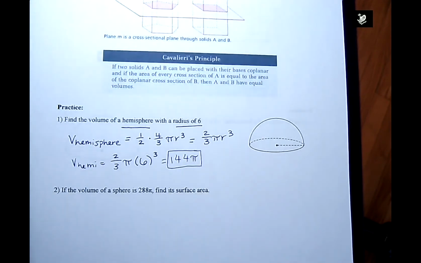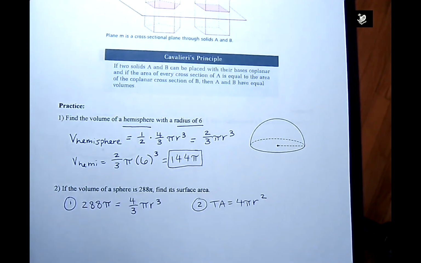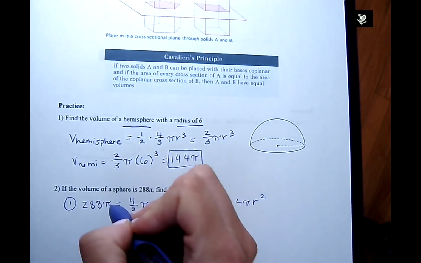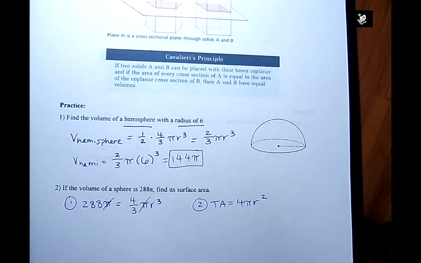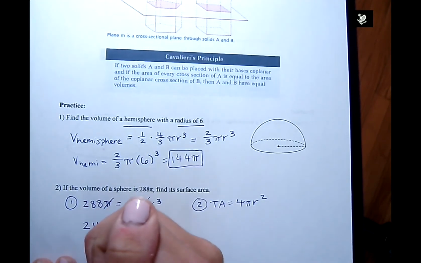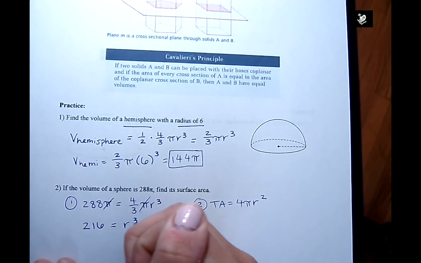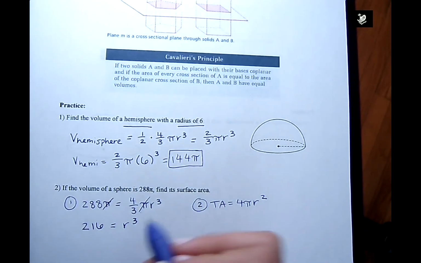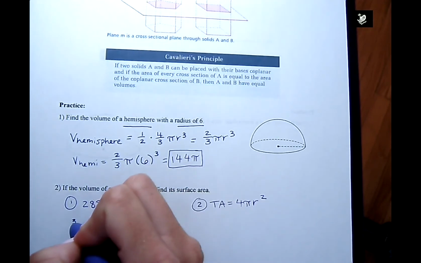All right, one more. If the volume of a sphere is 288 pi, see if you can find its surface area. Before I can find the surface area, the thing I need the most is the radius. So I set my volume equal to my volume formula, and the pi's are going to cancel out. If I get rid of the fraction and multiply both sides by 3/4, I'm going to get 216 equals r cubed. And then I need to find the cube root of 216.